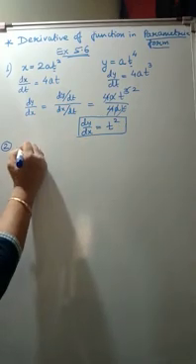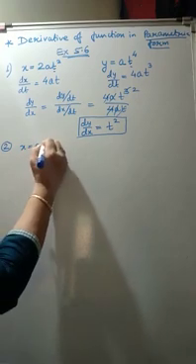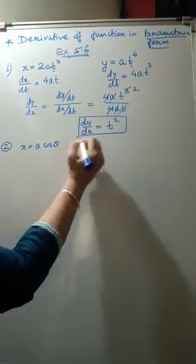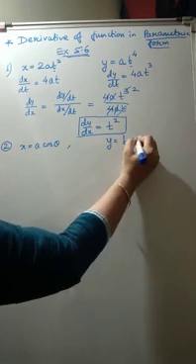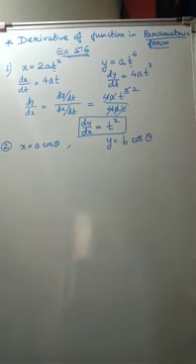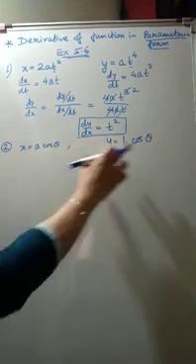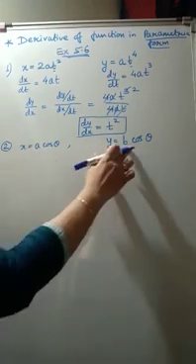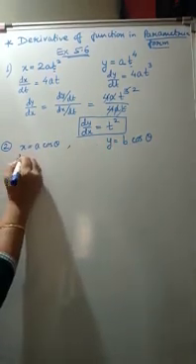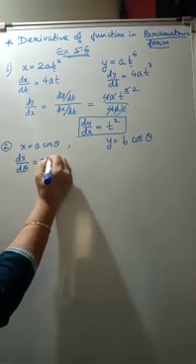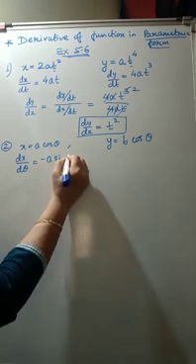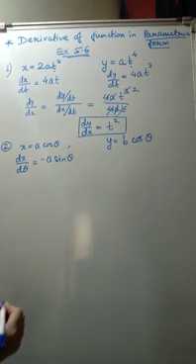Next is x equals a cos theta and y is equal to b cos theta. Here theta is a parameter. a and b are constant. So what is dx by d theta? Minus a sin theta. I hope you all remember the formulas for differentiation.